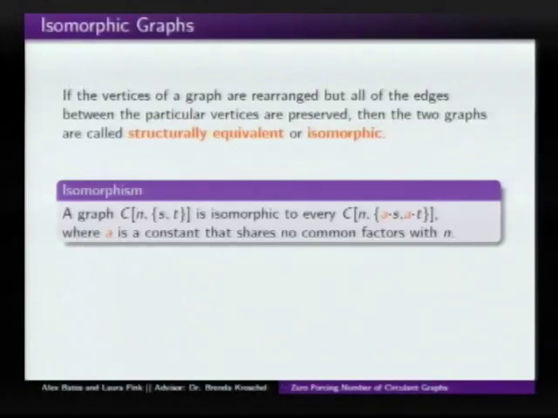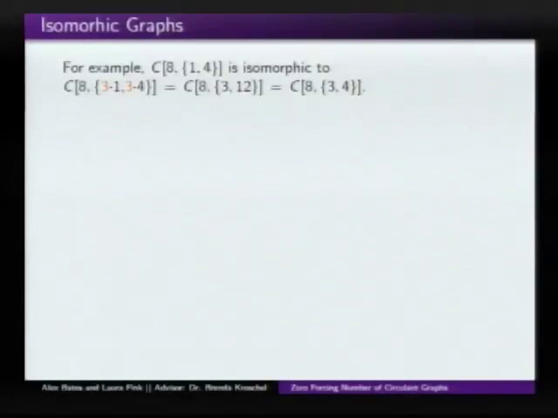We found that a circulant graph on n vertices with connections s and t is isomorphic to every circulant graph on n vertices with connections a times s and a times t, where a is a constant that shares no common factors with n. And this was something that we proved in our research paper over the summer. So just to bring up an example, the circulant graph 8, 1, 4 would be isomorphic to 8, 3 times 1, 3 times 4, or the circulant graph 8, 3, 12. But remember, we're doing modular arithmetic, so that's the same as the graph 8, 3, 4.